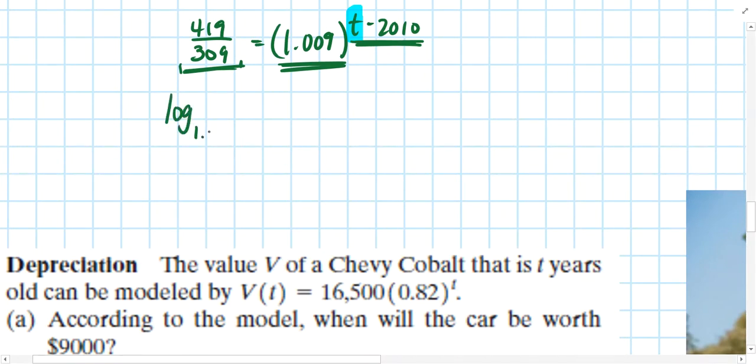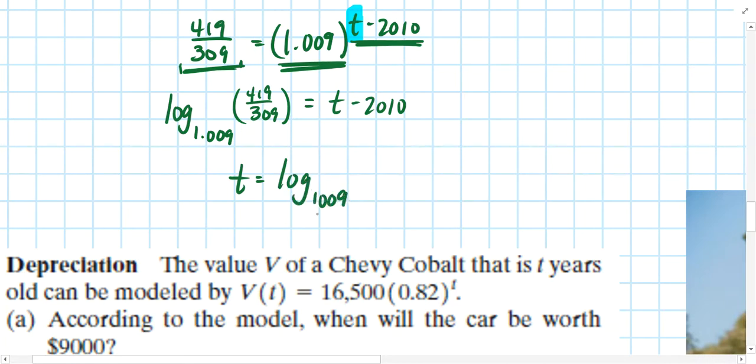So I know the base of the logarithm must be the same as the base of the exponent. So this base 1.009 becomes the base of the log. And instead of evaluating the exponent at t minus 2010, we're going to evaluate the logarithm at the other value, which is 419 over 309. I don't know if that can be reduced as a fraction at all, but to be perfectly honest, I'm not that interested in it, because I can still isolate the variable t in this final step by adding 2010 to both sides. And I have a good solution here.